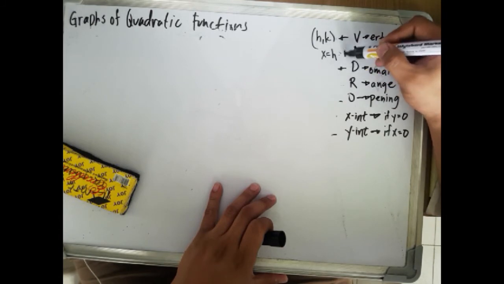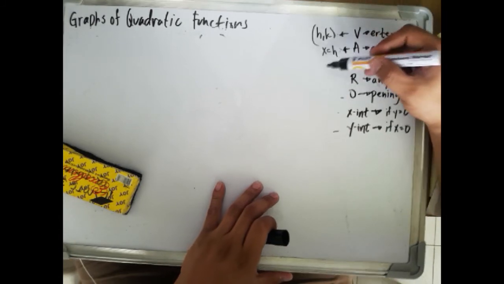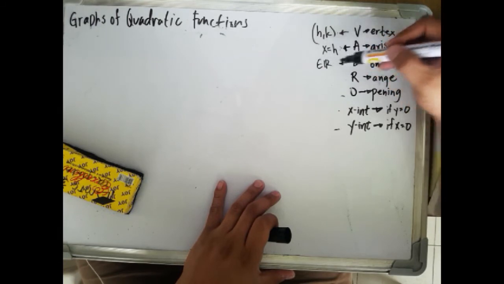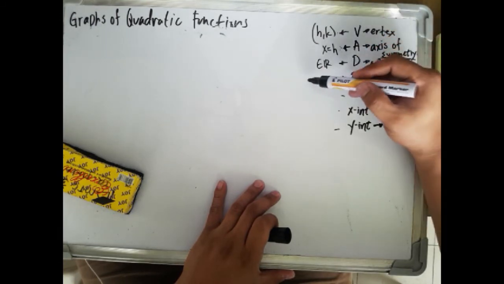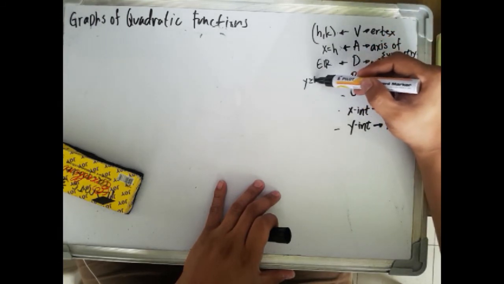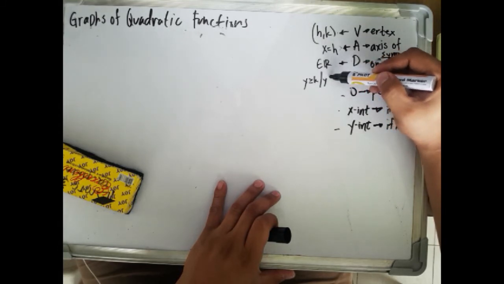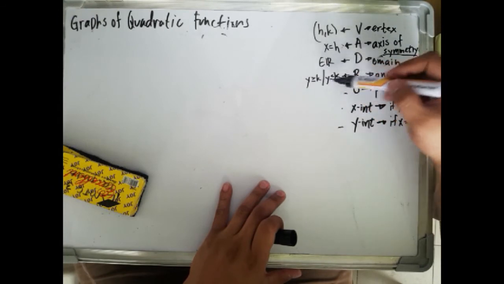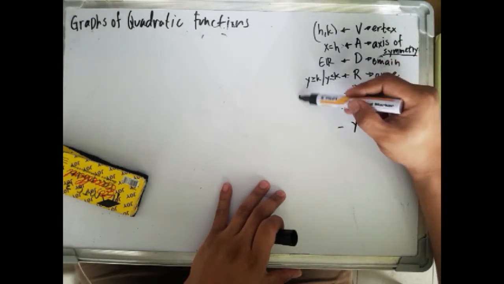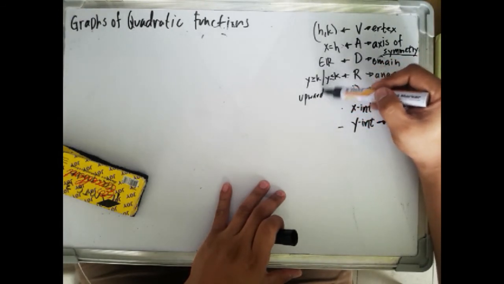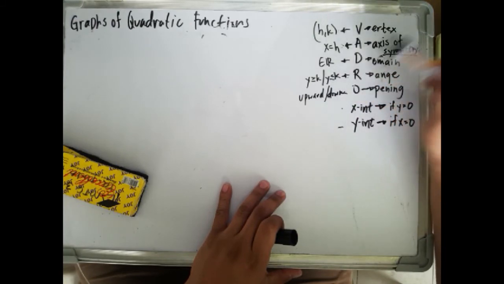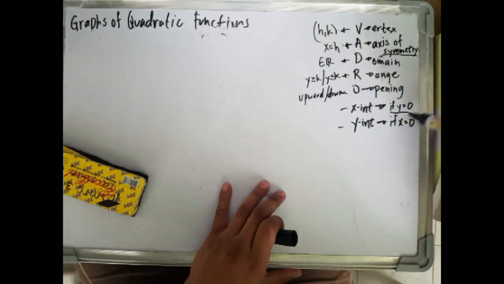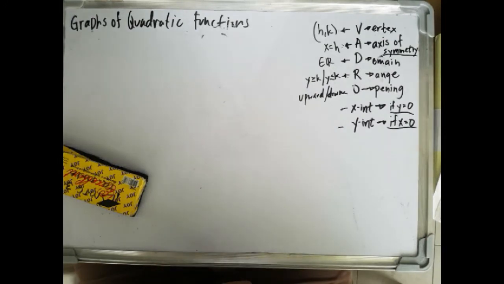Domain, all real numbers. Elements of real numbers. Yung range natin, it's either y is greater than or equal to k, or y is less than or equal to k. Okay? So, paano sasabihin? Upward or downward. So, opening natin, dalawa upward or downward. Okay? Naintindihan? So, let's try this example.